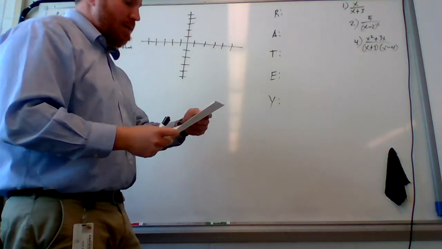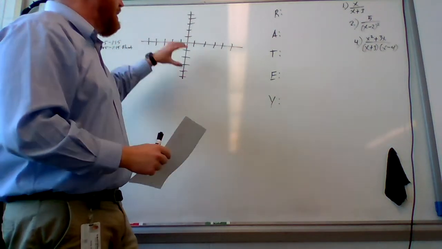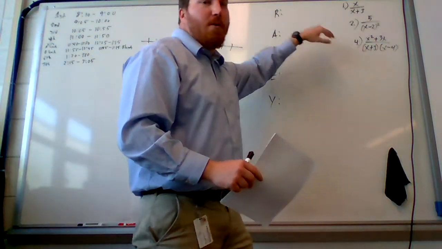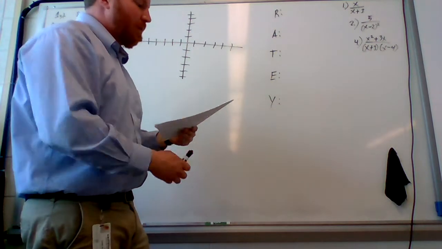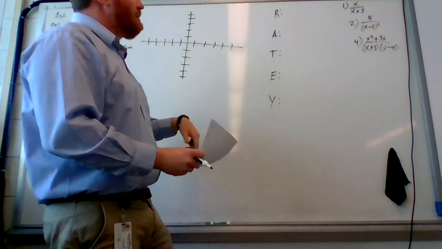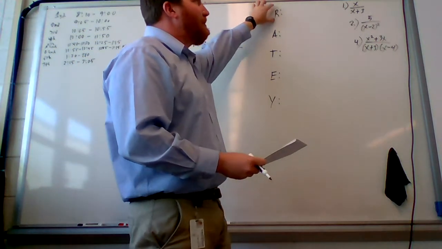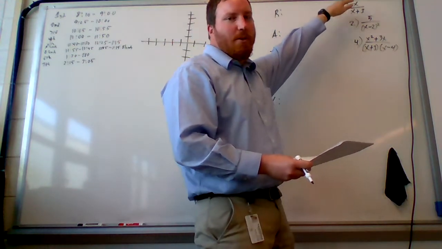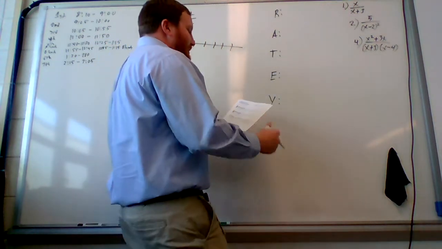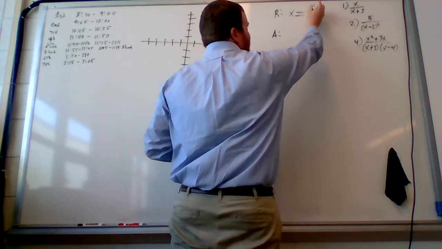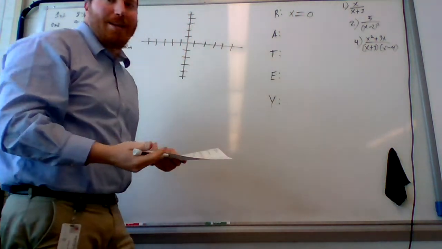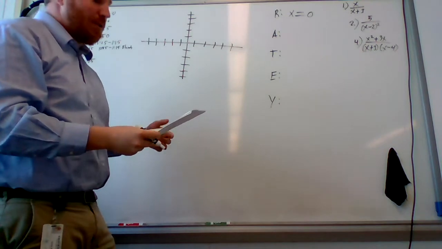So RATEY is a way to graph rational expressions without having a calculator. The R for RATEY is our roots, our x-intercepts. The way we can find these is we're going to take the numerator, start with number 1, and set it equal to 0. In this case, our numerator is just x, set it equal to 0, and that solves that one, right? Because it's just an x.